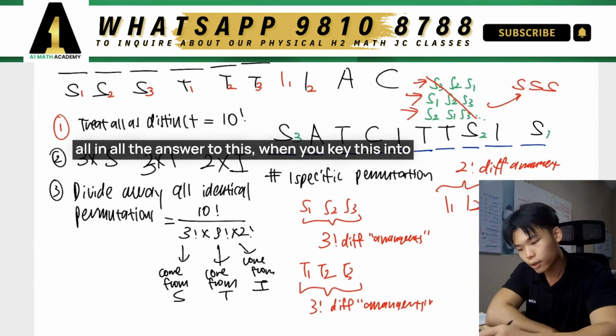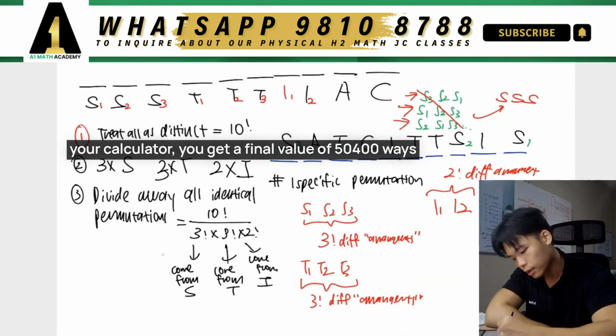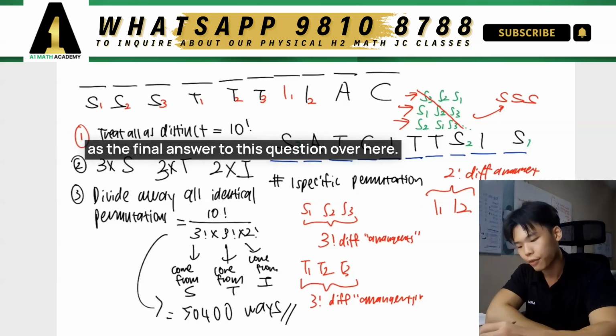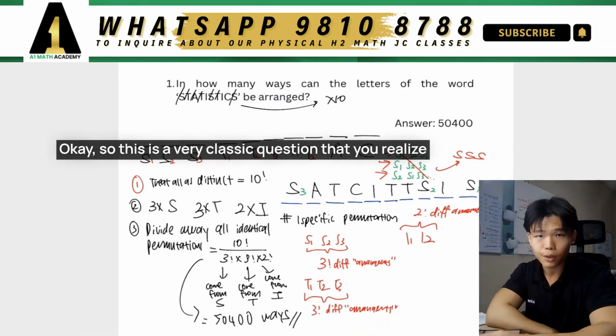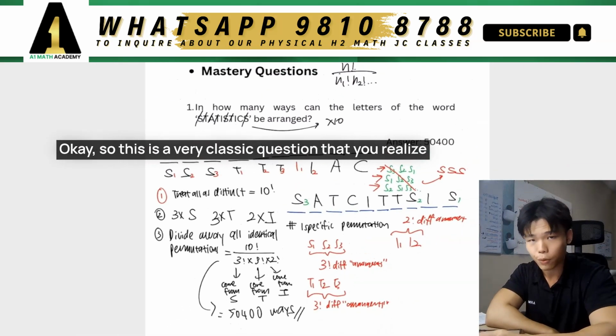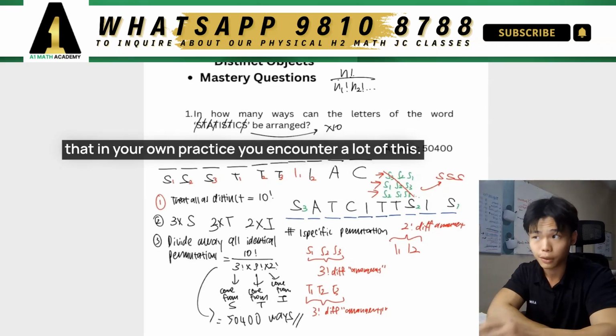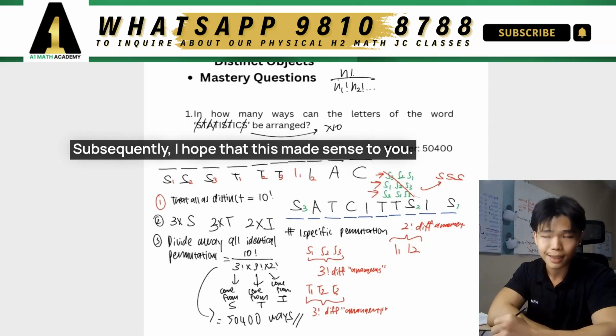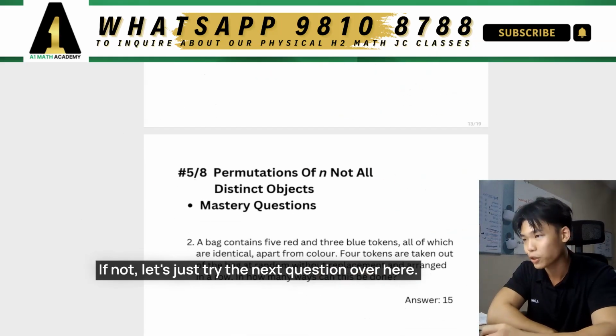So all in all, when you key this into your calculator, you get a final value of 50400 ways as the final answer to this question over here. Okay, so this is a very classic question that you will encounter a lot in your own practice. Subsequently, I hope that this made sense to you. If not, let's just try the next question over here.